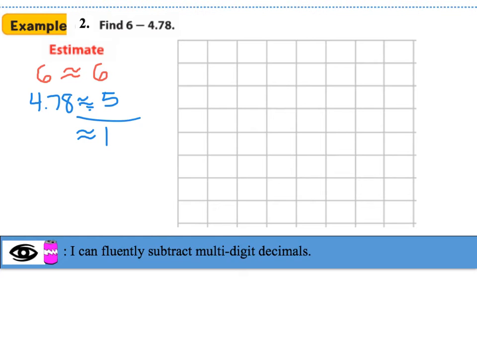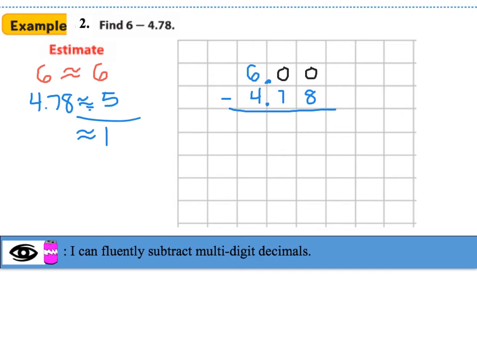Alright, so let's go ahead and subtract so we can find the precise answer. I'm going to write 6 in the grid, put a decimal, because that's how we make a whole number look like a decimal. And then right below it, I'm going to subtract 4 and 78 hundredths. Notice how I lined up the decimals. Now we can subtract. Actually, before we do that, we have to make sure we annex some zeros. So I'm going to place a 0 here, and another 0 here. By doing that, we do not change the value of 6. 6 is still the same thing as 6.00.